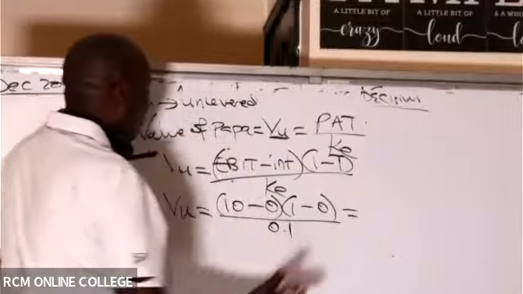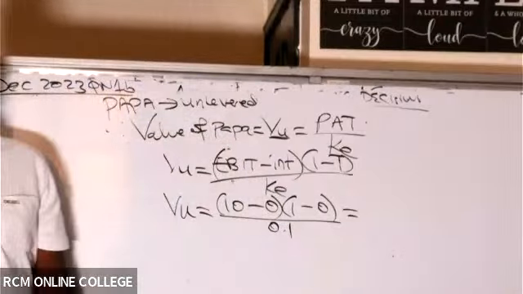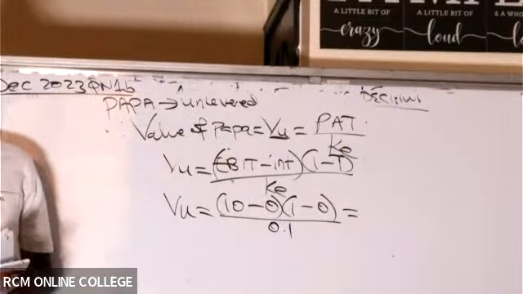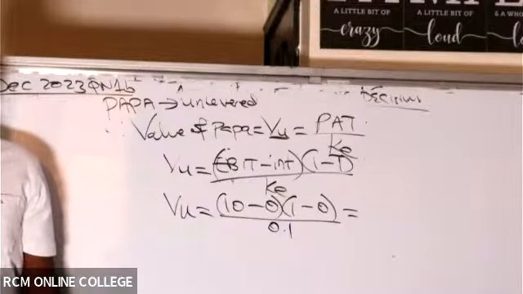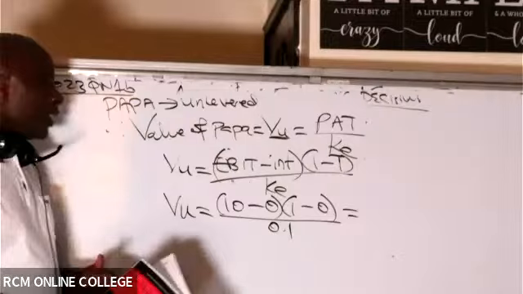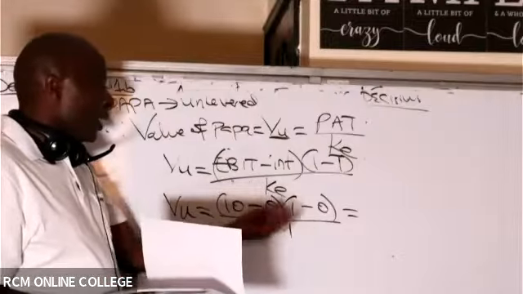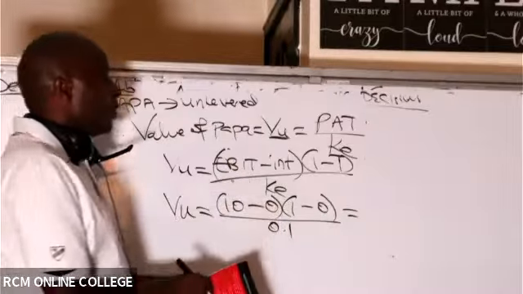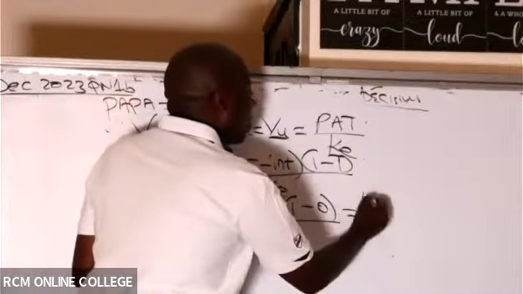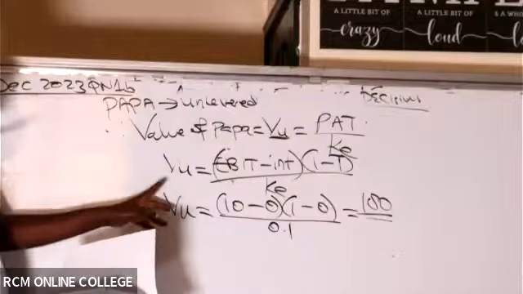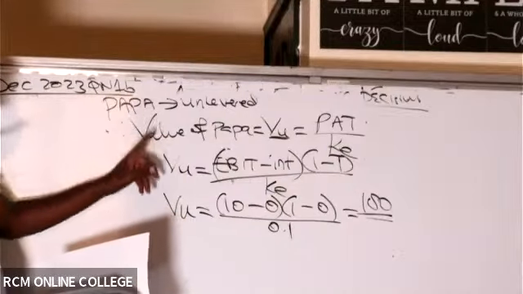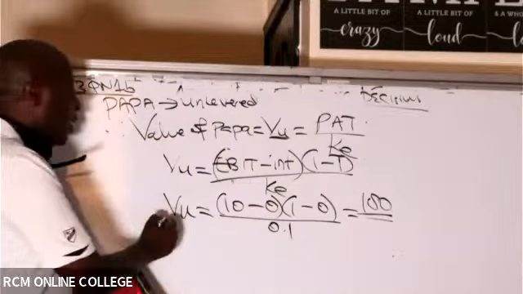So then are you able to give me the value of the unlevered farm? If you take 10 minus 0 times 1, it is 10. 10 divided by 0.1 gives me 100. So having gotten the value of the unlevered farm, which is Papa, which does not have any debt, remember, this is the value of Papa.